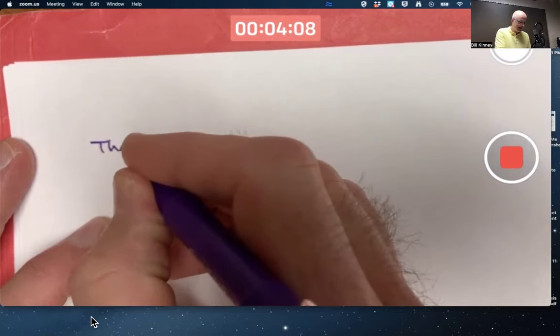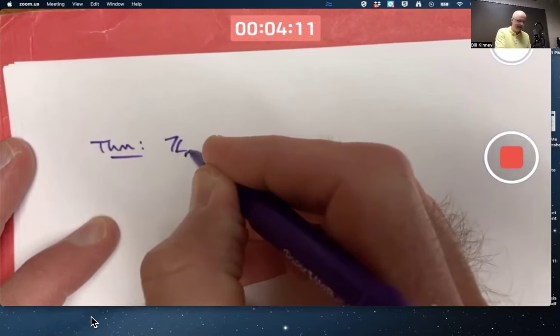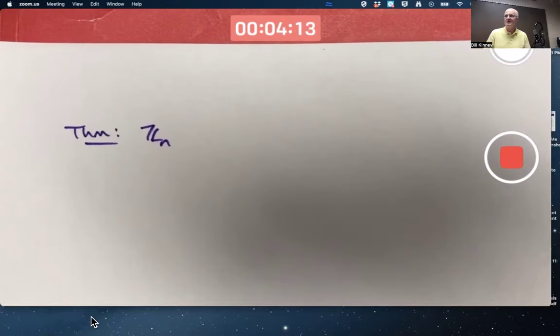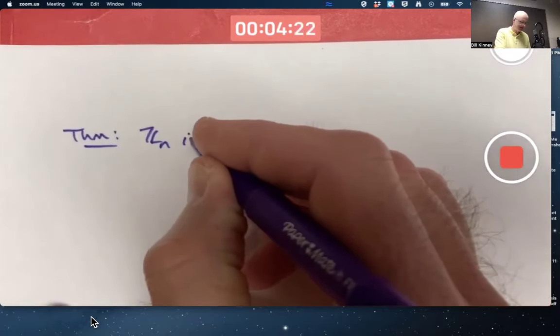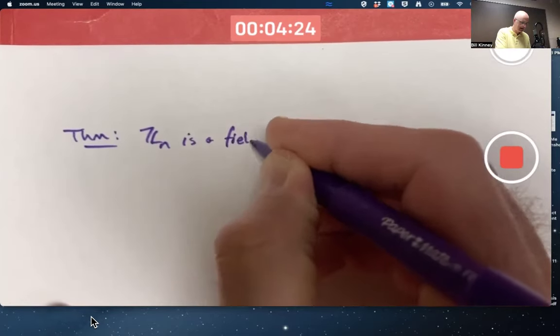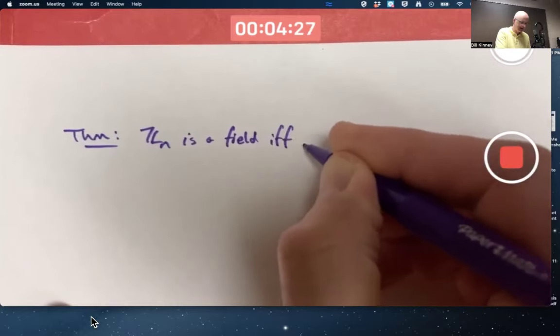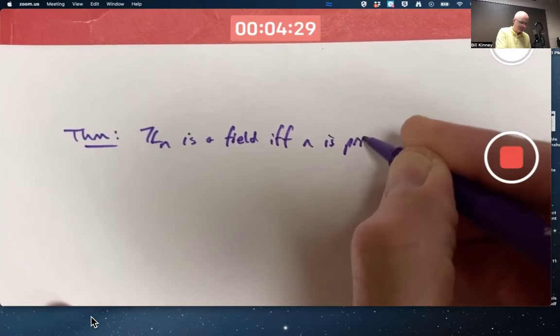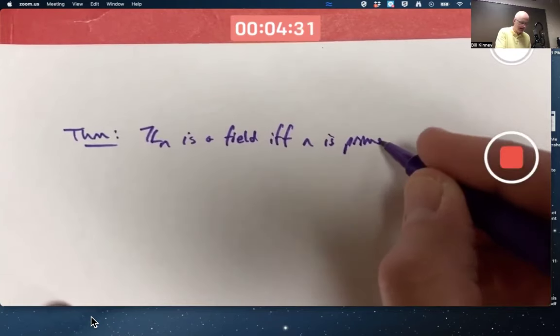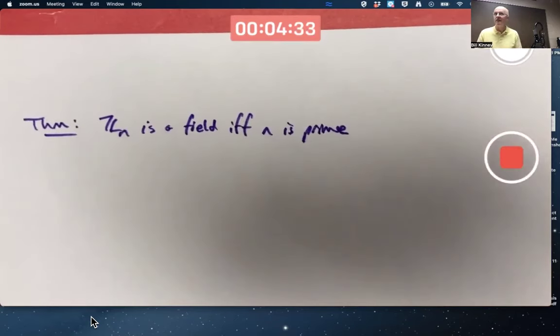Let's start by summarizing something you already know. You know that Zn, the ring of integers mod n under addition and multiplication mod n, is a field if and only if n is prime. So we know that one thing that means is that there are fields that have prime order.